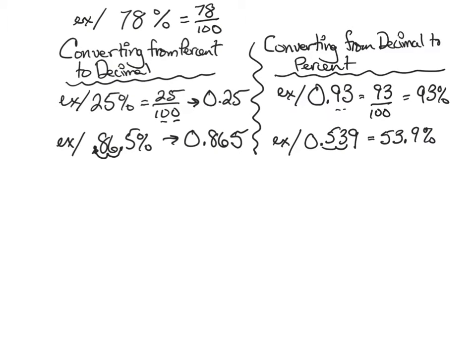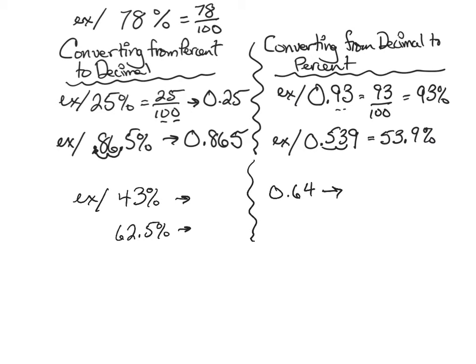Why don't you try some? 43% is, 62.5% is, 0.64 as a percent is, and here we'll keep this so that you know the instructions, 0.825 is, and 0.9375 is. I'll start here.